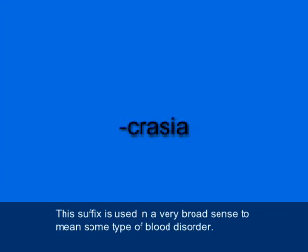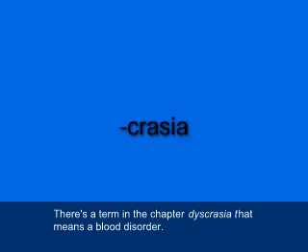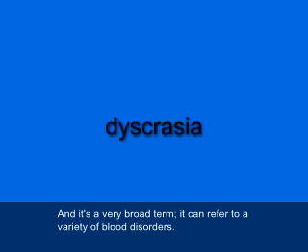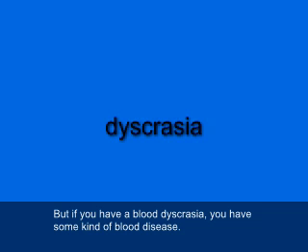Finally, we have another suffix that ties into the blood, and that is -crasia. That's crasia. And this suffix is used in a very broad sense to mean some type of blood disorder. There's a term in the chapter, dyscrasia, and that means a blood disorder. And it's a very broad term. It can refer to a variety of blood disorders. But if you have a blood dyscrasia, you have some kind of blood disease.